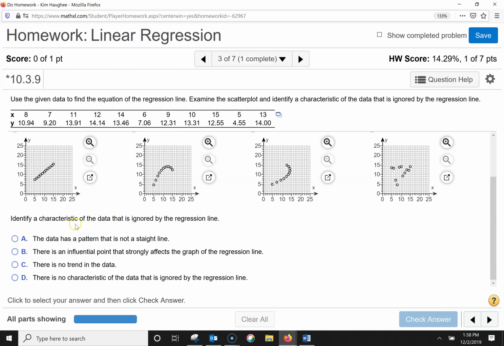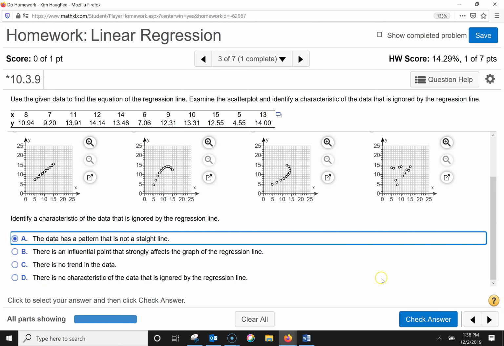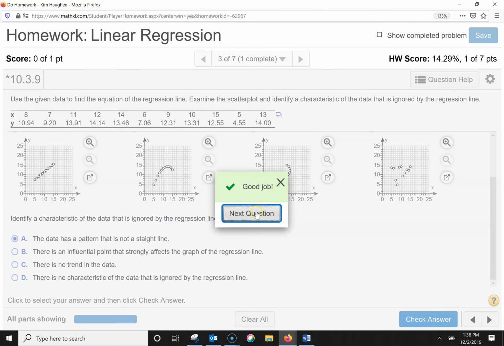It says identify a characteristic of the data that is ignored by the regression line. Well, our data is not in a straight line, so for choice A looks pretty reasonable. B, there's an influential point that strongly affects the graph of the regression line. No, there is not. There's no outlier. C, there's no trend in the data. There is a trend in the data, it's just not linear. And D, there's no characteristic of the data that is ignored by the regression line. Well, there are characteristics ignored, and that's the fact that this is not linear, so I pick A as my choice.